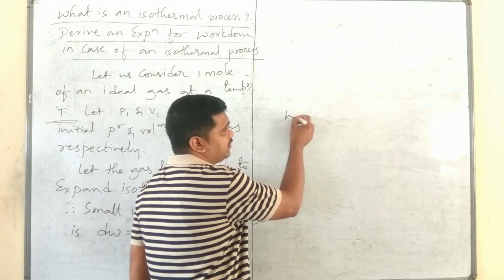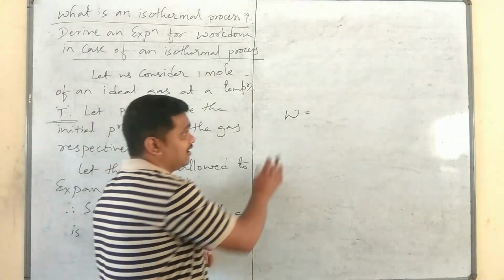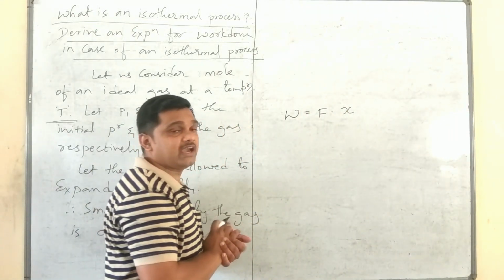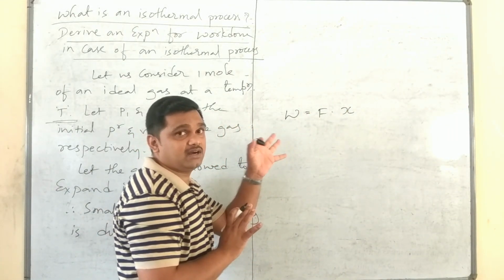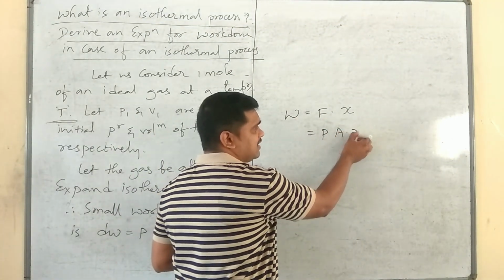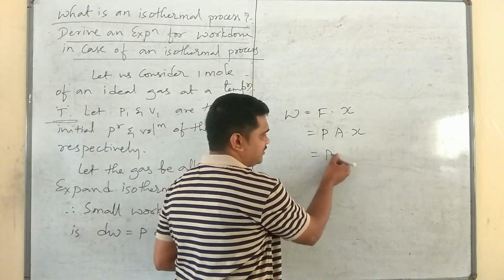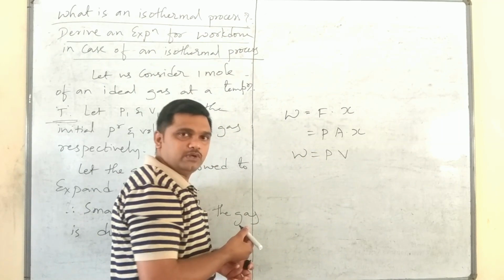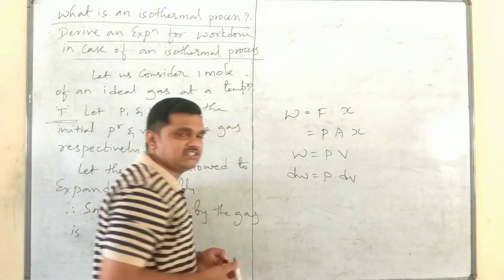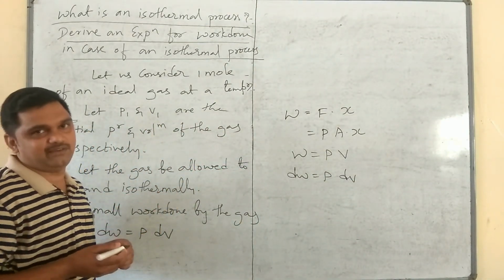In the previous videos, I have explained how W is equal to P into dV. Work done is equal to force into displacement. I am saying about the maximum work done. For force, we can write pressure into area. Area into displacement is volume. Therefore, P into V. For small amount of work done, we take small amount of change in volume. Therefore, dW is equal to P into dV.